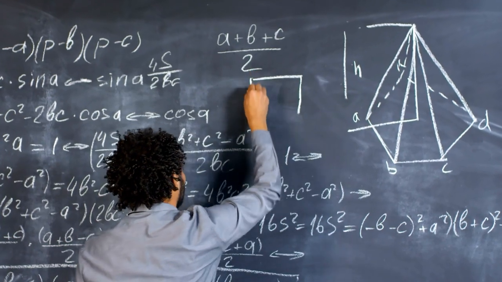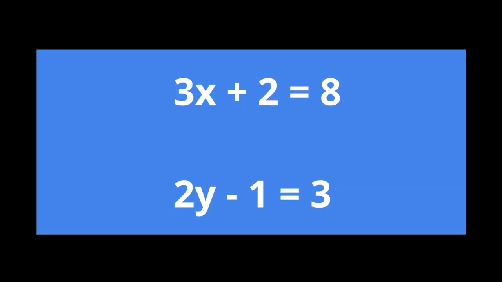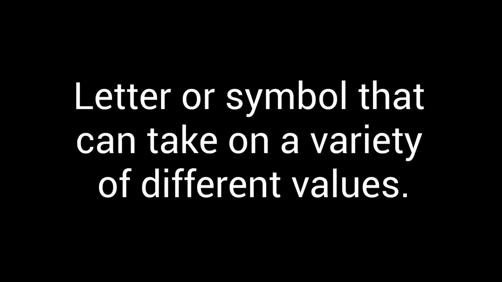Variables. You've probably heard this word before in one of your math classes. We're most likely forced to solve an equation like 3x plus 2 equals 8 or 2y minus 1 equals 3. In this case, both x and y are considered variables, but what exactly is a variable? A variable is a letter or symbol that can take on a variety of different values.